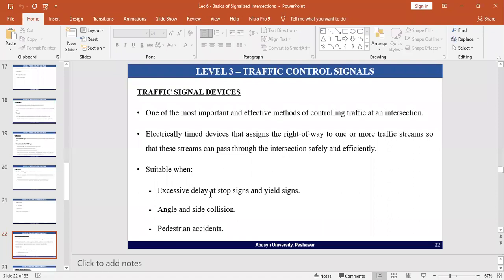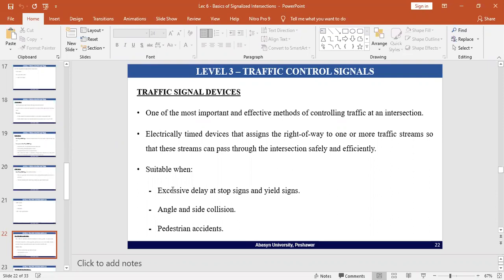But the traffic on the major road is so high in volume that it is causing excessive delay to the drivers on the minor road. So in that case, you will have to provide these traffic signals. Everyone wants equal opportunity.